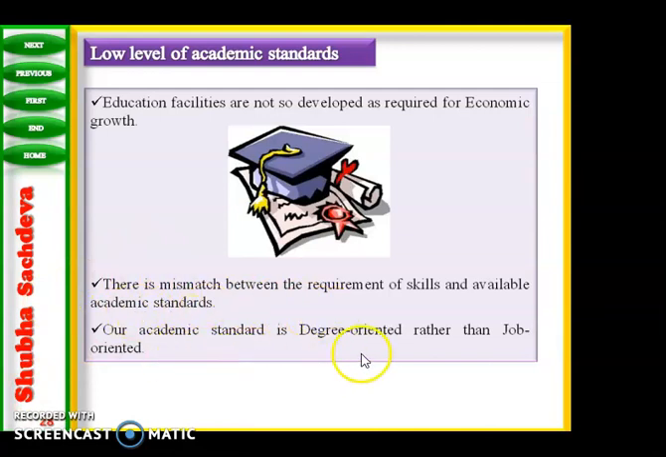Our academic standards are degree oriented rather than job oriented. We are not providing the education which is directly needed in the jobs. In jobs they get the other training. So whatever we are studying here is not for the job, right? So this is the main focus. Our academic standards should be improved. We should give vocational trainings that can help a person in a job also, rather than getting the degree only.